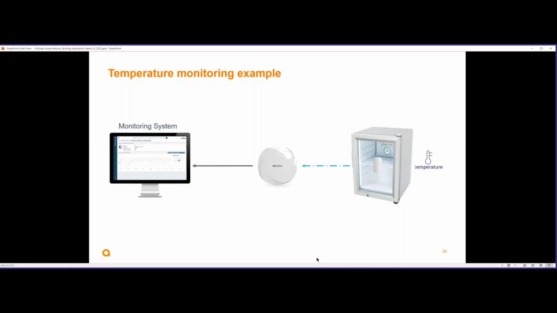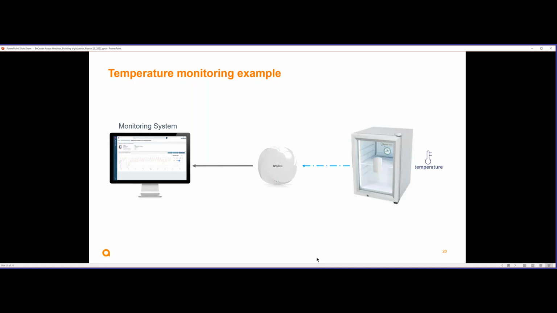So here's an example of a temperature monitoring application. In this case, we have a cabinet where we might need to monitor temperature, for example, of either vaccines and medication. It could be food compliance, which is mandatory in many parts of the world.